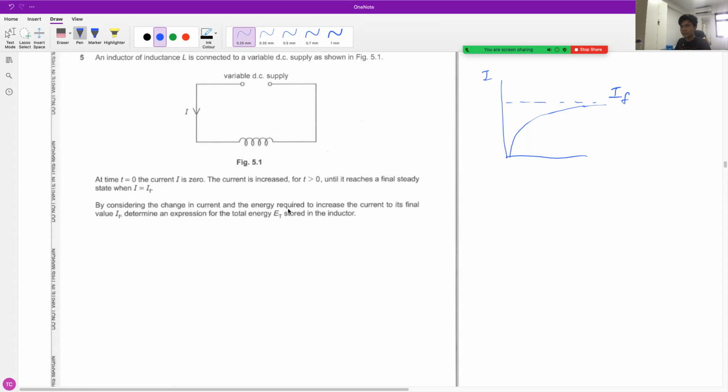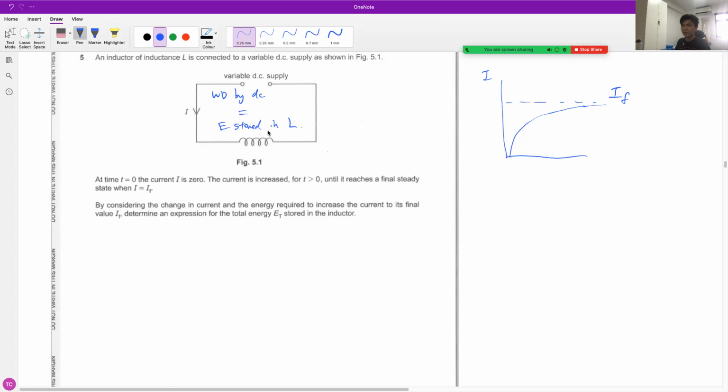So by considering the change in energy, change in current, and the energy required to increase the current to its final value, calculate the total energy in the inductor. The point here is that when we supply current in this circuit, because there's no resistive element that dissipates the energy, all the work done by the DC supply must be equal to the energy stored in the inductor, which I denote by L.